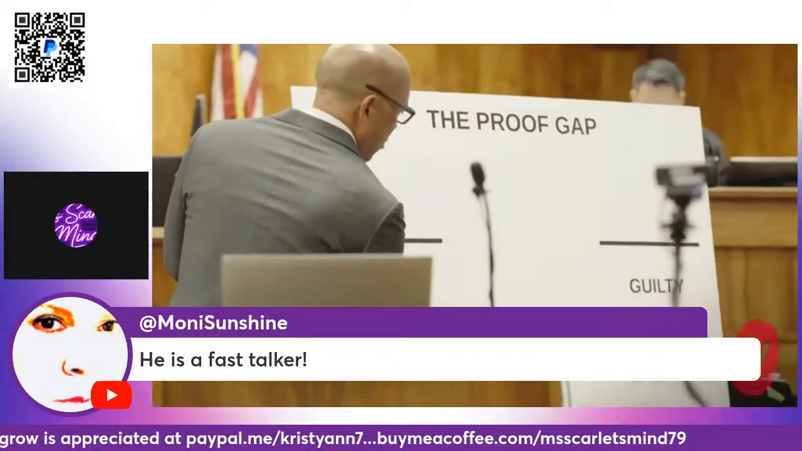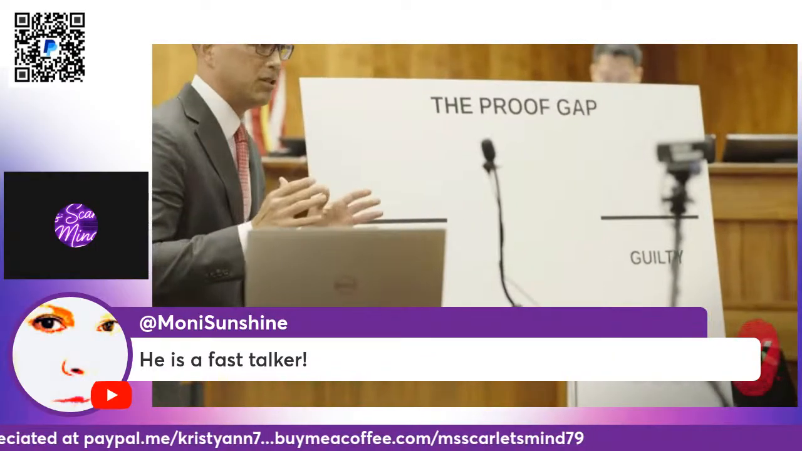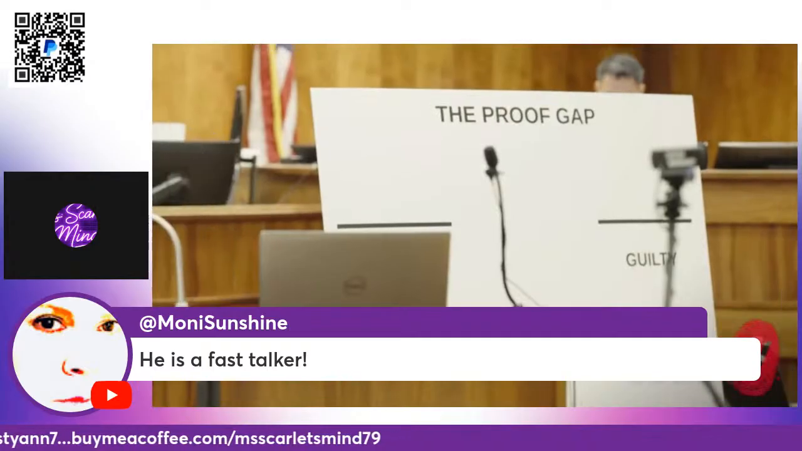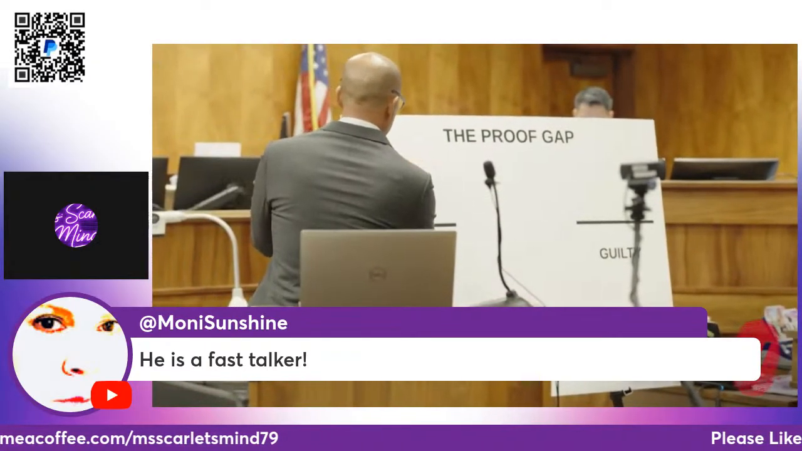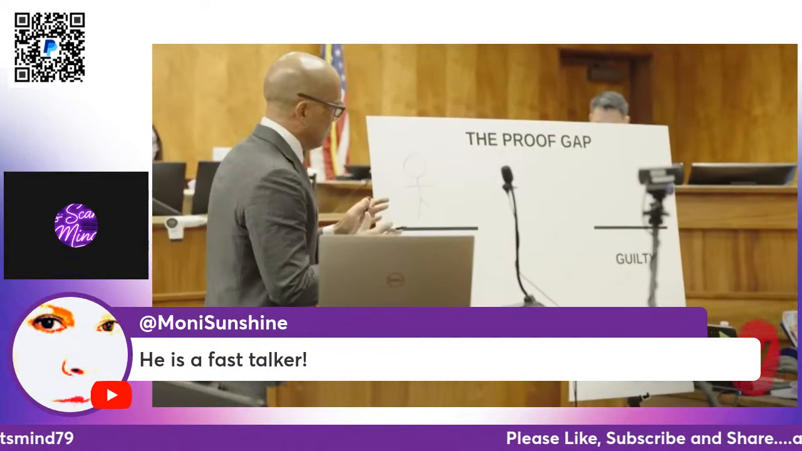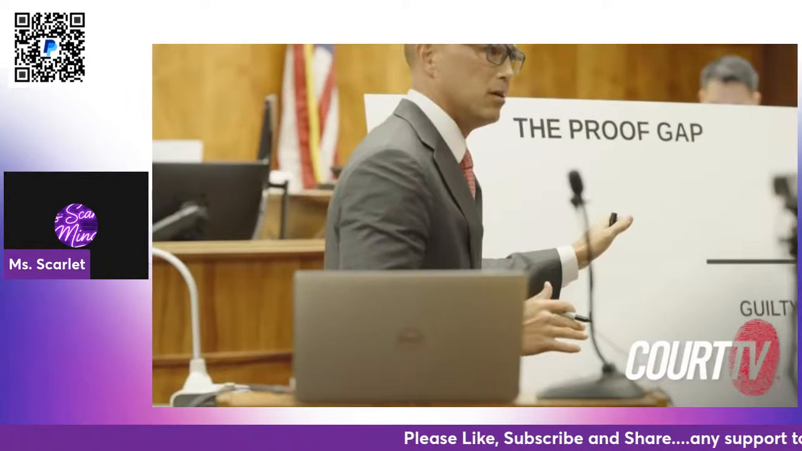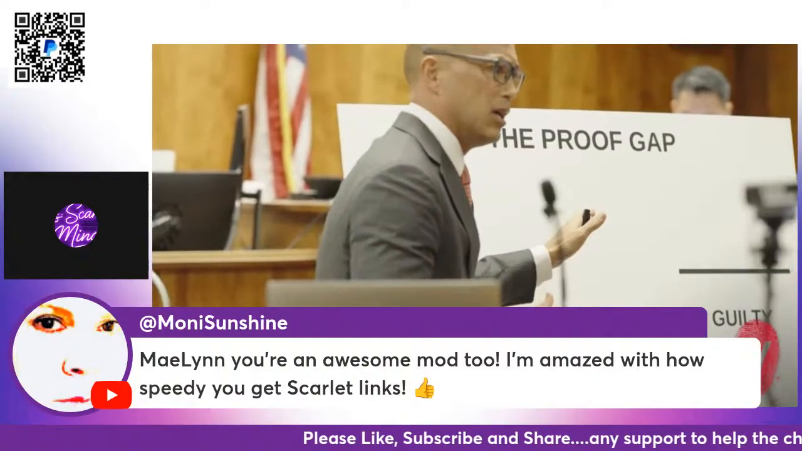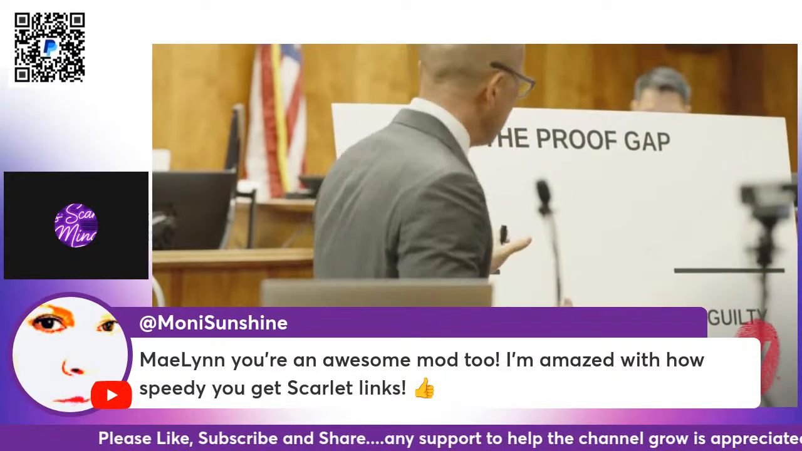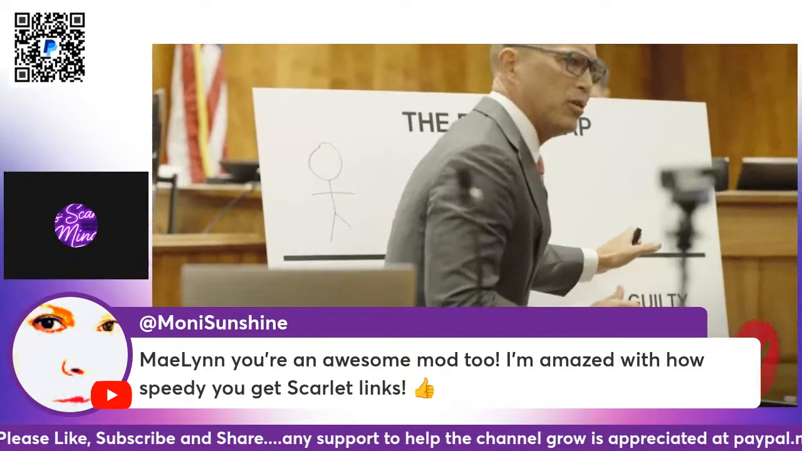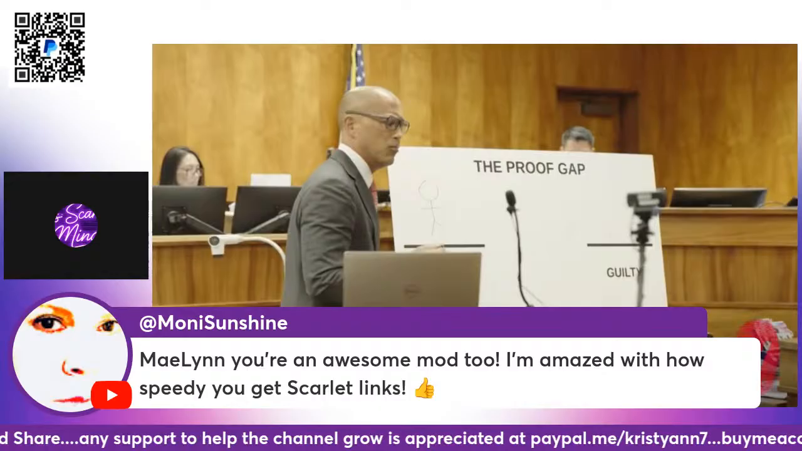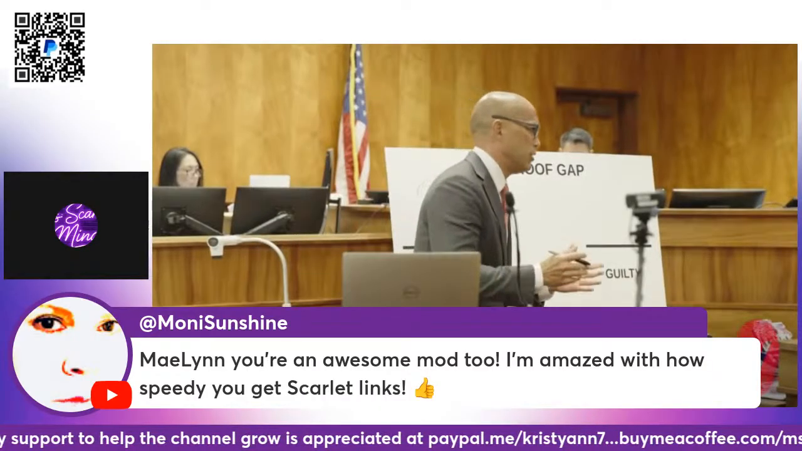We talked about how the presumption of innocence, you don't start in the middle. It requires that you start here. And then there's a gap, and it's a proof gap. This has to be filled with proof beyond a reasonable doubt before you even step this way. If there's no proof beyond a reasonable doubt, you don't move. And let's look at what a reasonable doubt is.